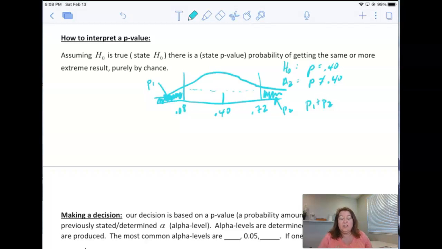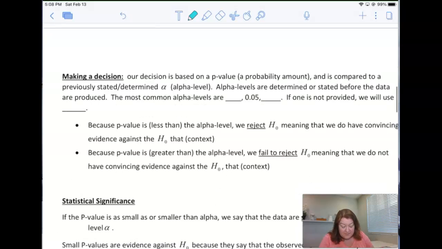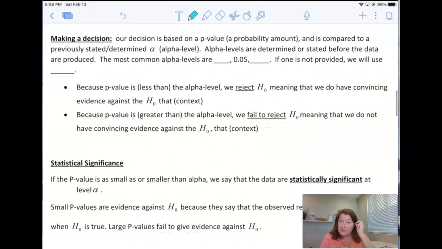Okay. Then they're going to ask you to make a decision based on what you got. So if they're stating that the proportion is 40 and I get 8, how big of a difference is that really? So our decision is going to be based on the p-value, the probability amount, and is compared to a previously stated alpha amount. That's the alpha level. It looks like a little fish, right? It's a Greek symbol, alpha. Alpha levels are determined or stated before the data are produced. So we state at the very beginning that when I go to test this, we're going to try to be within this alpha level.